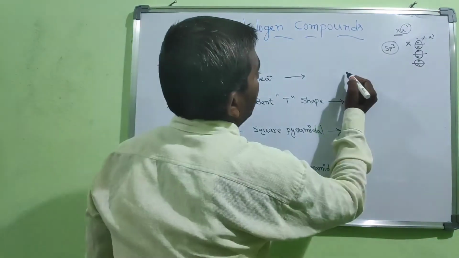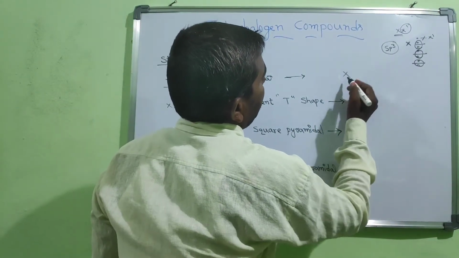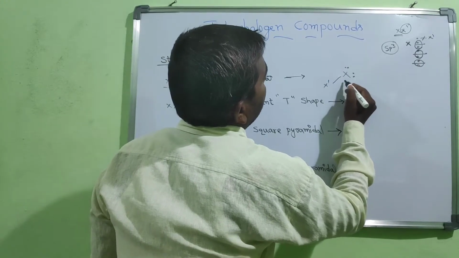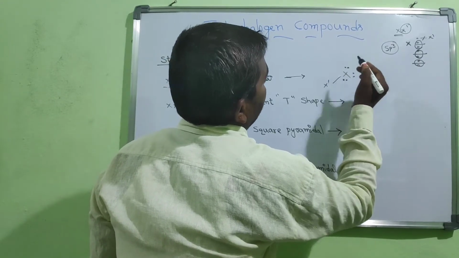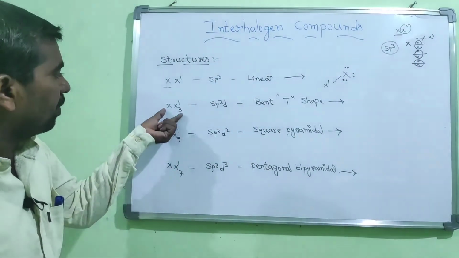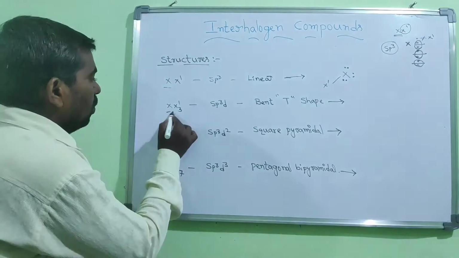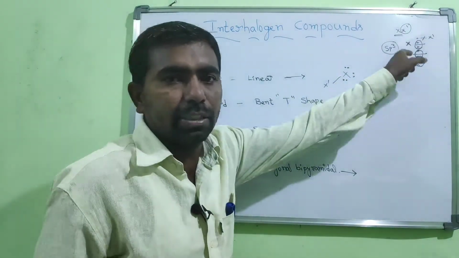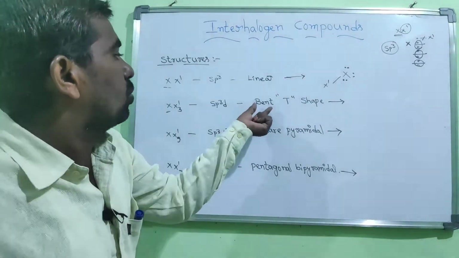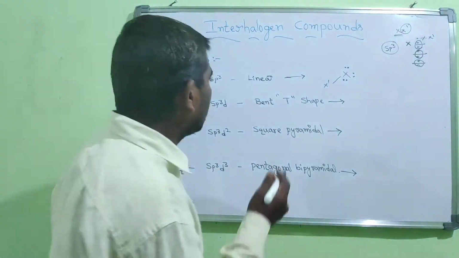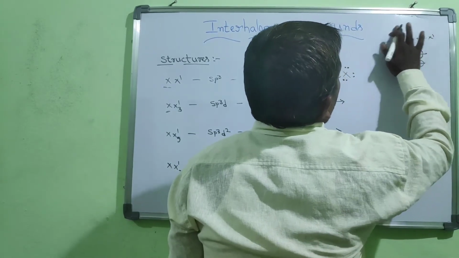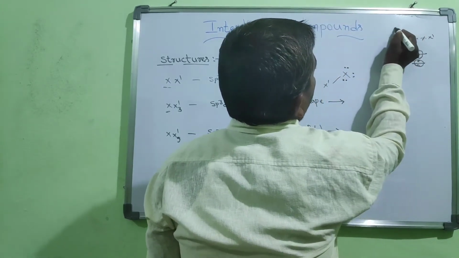Straightly I am writing X–X', with 3 lone pairs. That is about the structure of XX'. In the case of XX3', a similar type of explanation applies: sp3d hybridization, and the molecular shape is bent T-shaped. For example, I am taking XX3' here and explaining the structure again.